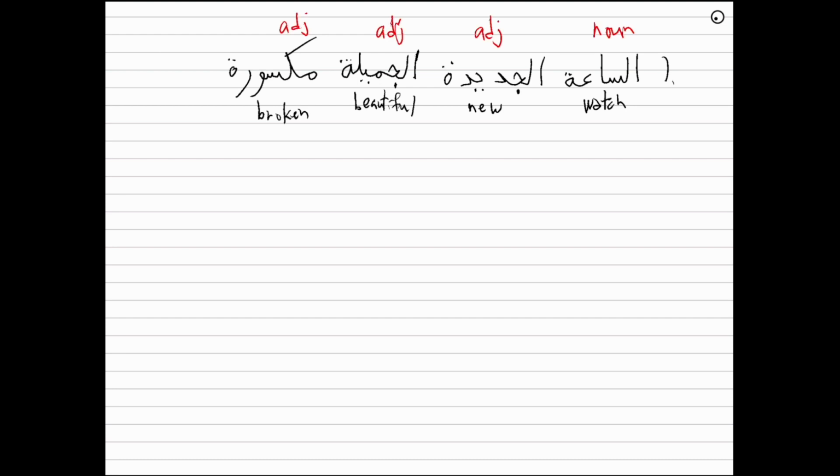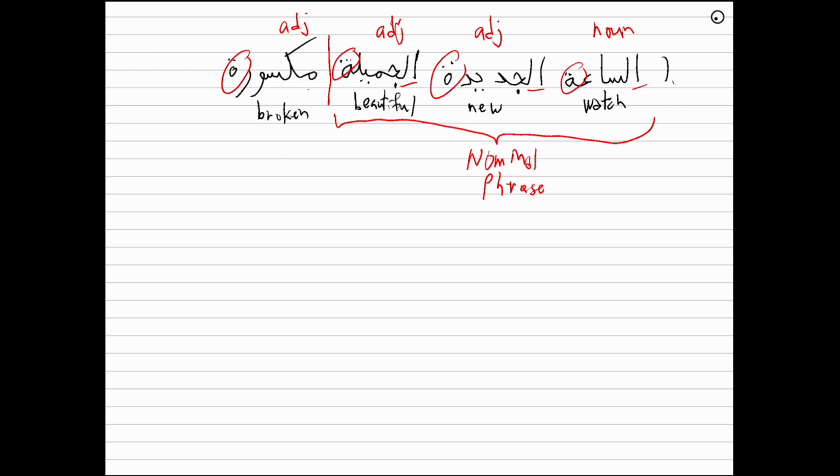And guess what? Take a look here. Do you see this relationship happening? Look: الجميل الجديد الساعة مكسور. This all united is an entire nominal phrase because of these markings. And also, did you notice that maksura is not in this phrase? This whole thing would be the sentence, right?